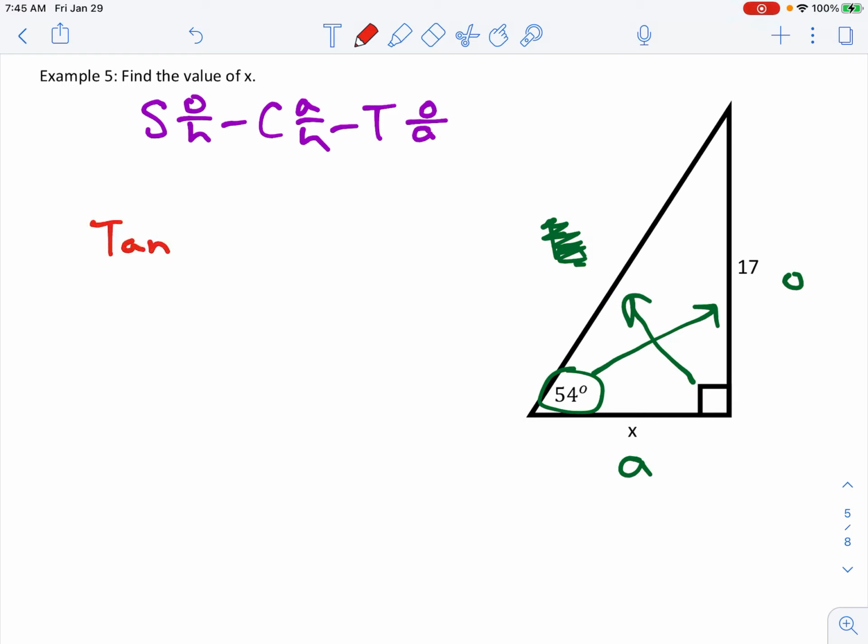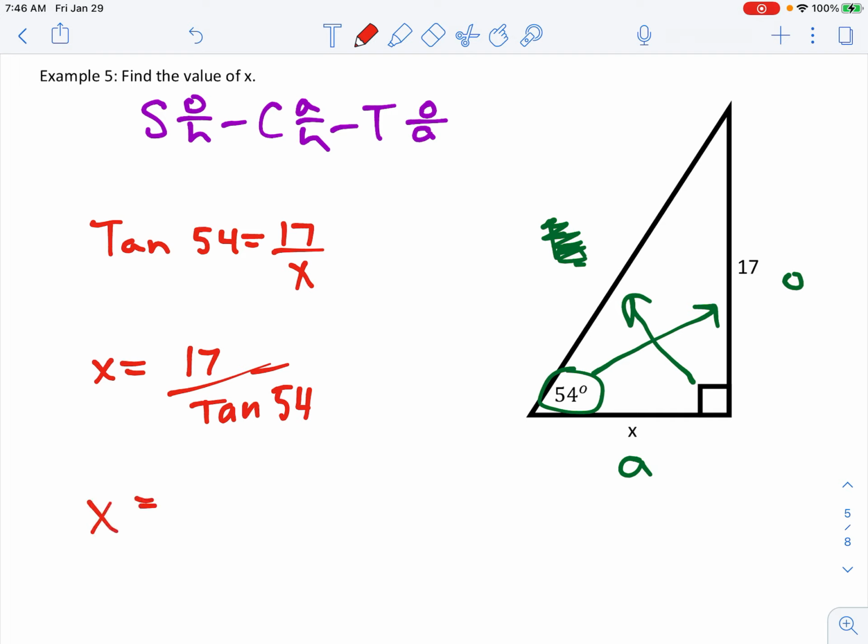Ooh, this is going to be a tangent again, but notice there's going to be one thing different from the last problem. I need O on top. I need A on the bottom, so 17 over x. After we've plugged it in, I realize that x is on the bottom, so I know that this is going to be a division. Number divided by function. All right, put that into your calculator and round it. It says 12.351, so I'm going to call it about 12.4.